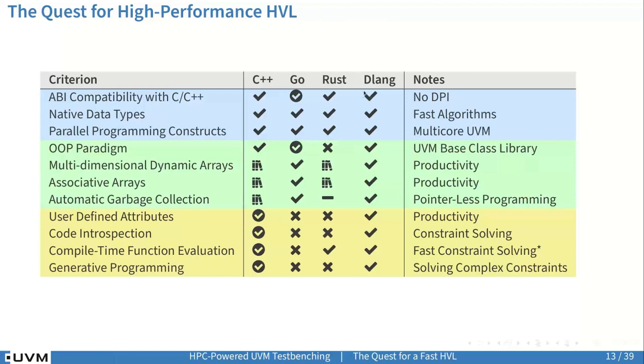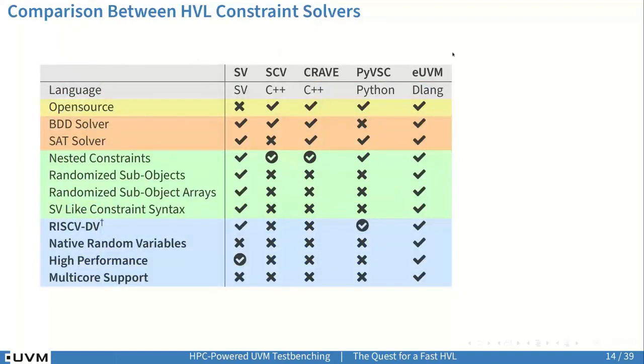Okay, so finally we come to DLang, or the D programming language. We find it has a garbage collector, first class multidimensional and associative arrays, and very, very developed metaprogramming semantics, which make it possible to write a very efficient constraint solver as well as functional coverage constructs. For constraint solvers, you have SystemVerilog, you have the SystemC Verification library, Crave, and you have Python VSC.